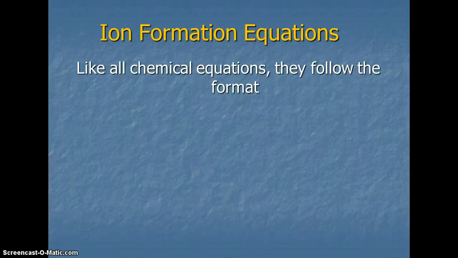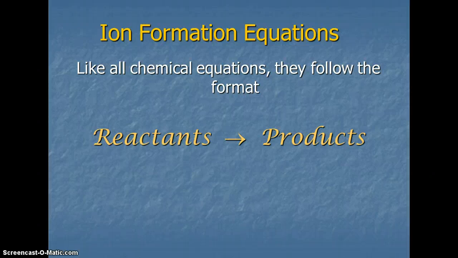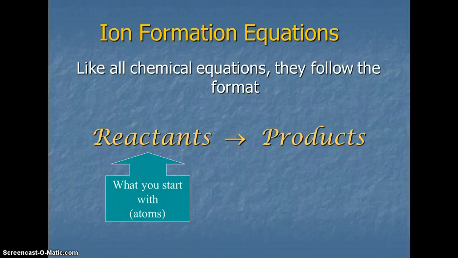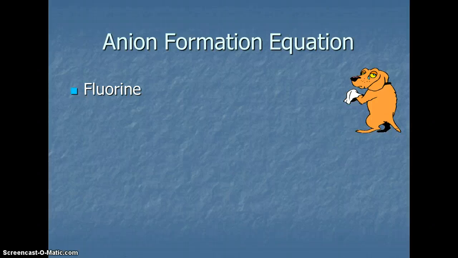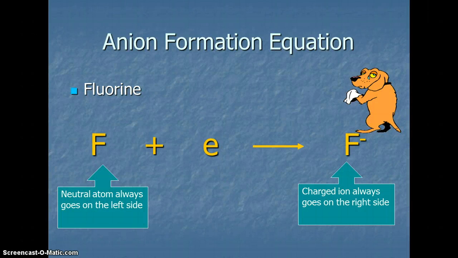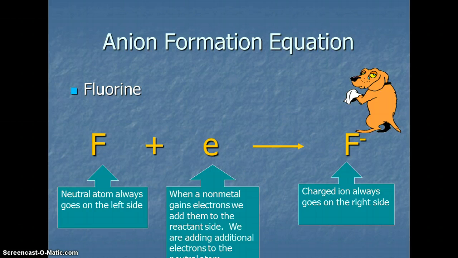So we have an equation that we can use to find out the formation of these ions, and they follow a simple format: reactants to products, like all of the chemical equations that we're going to see here. So you start with the atoms, and you're going to end up with ions. All right, so let's do this. We have fluorine here, so let's take a look at an anion formation equation. So fluorine plus a free electron. When a nonmetal gains an electron, it's going to combine with that neutral atom, and it's going to move to the right side, and we can see on our product side the charged fluorine ion.